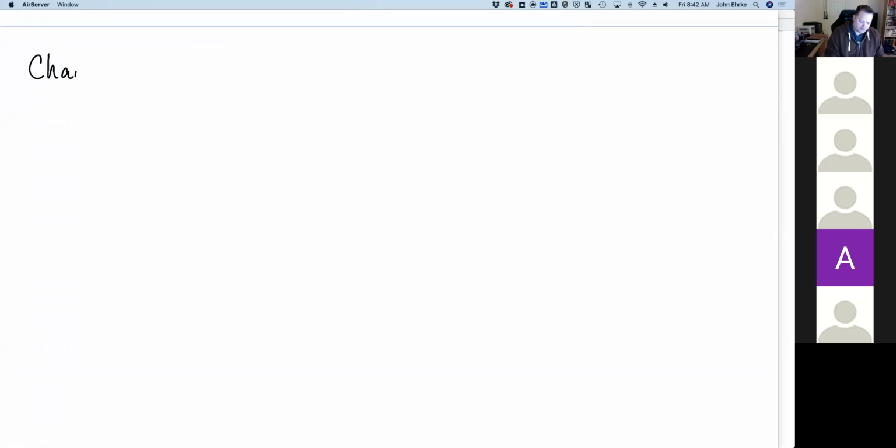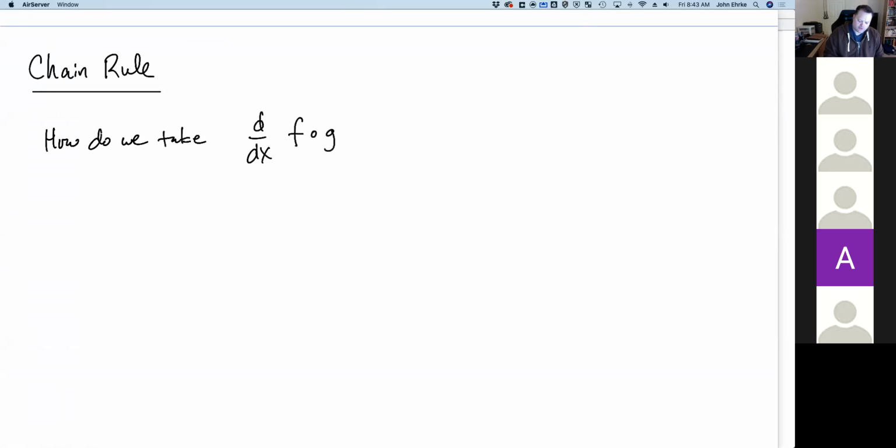So this is called the chain rule. The chain rule is how we take the derivative of the function f composed with g. Now, it may have been a while since you've talked about composition of functions. So let me remind you what this is.